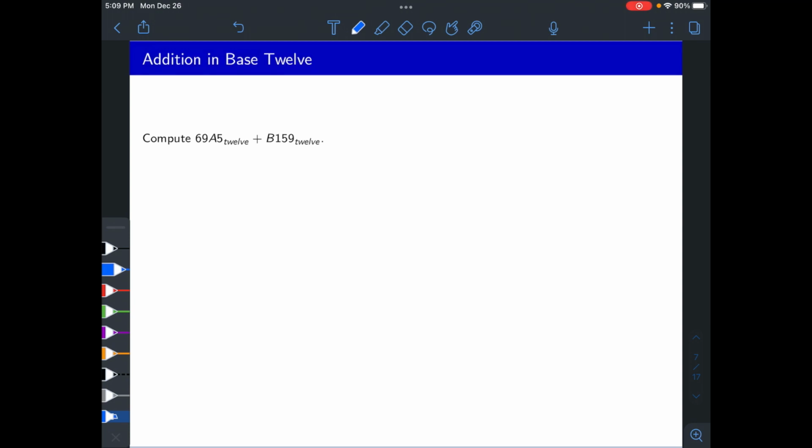Base 12, okay. Everyone's favorite. So this is gonna be a little trippy because, I don't know, I think that adding in base 12 is harder than adding in base 6 for some reason. I think it's just the fact that there's more digits than we're used to, which makes it a little bit harder. But anyway, let's think about it.